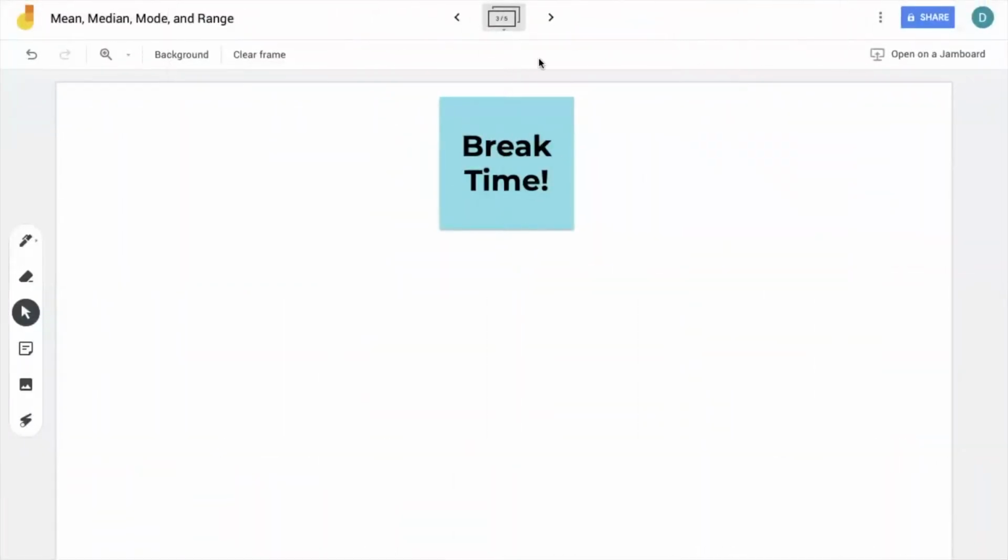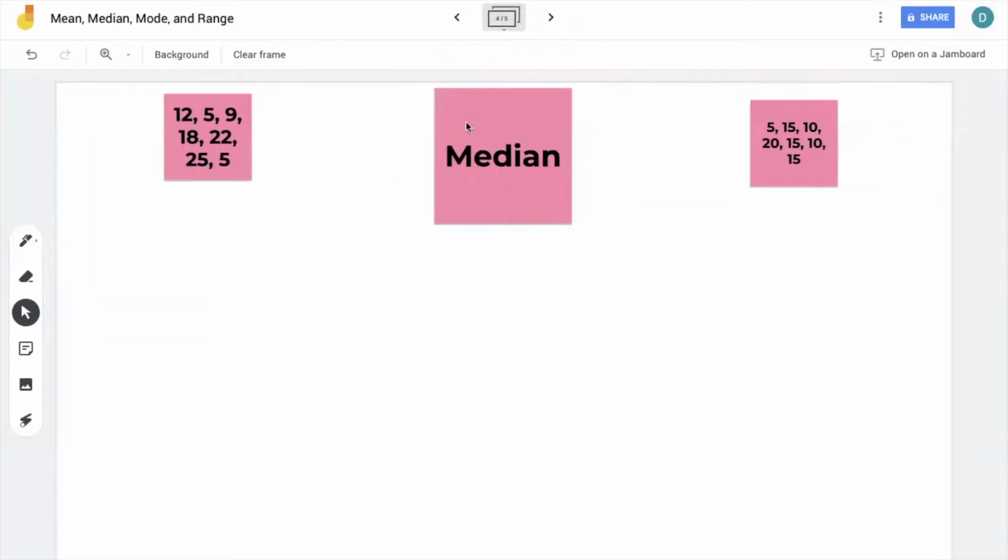Hi everyone, welcome back. I hope you enjoyed the break. So let's move on to median and range. We're going to go over median first, and this is going to be finding the literal center of your data. When we did the mean, we found a numerical center, if you will, and then the median will find more of a physical center for your data.